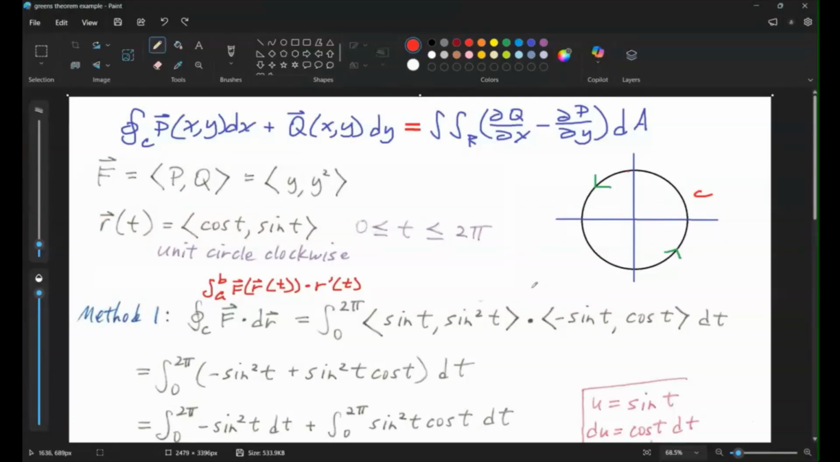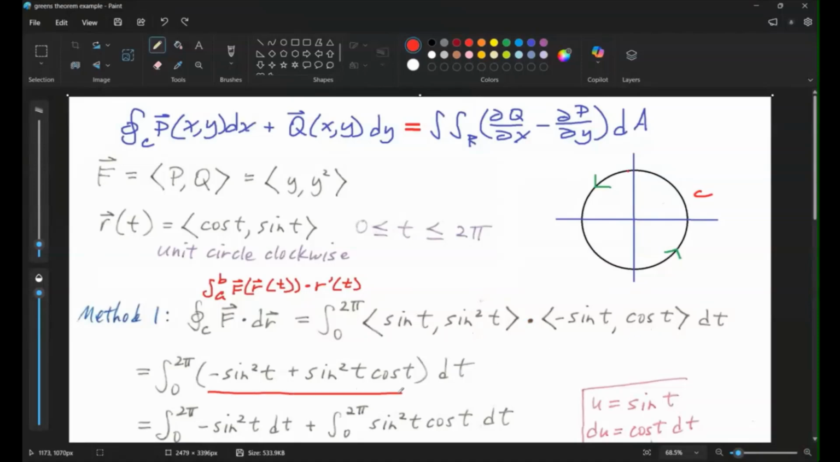If you're not familiar with line integrals over a vector field, I have in the description my derivation of that formula, so you might want to watch that first if you feel the need to. So what we would do is once we input r into F, we get this. Notice it's just the y's. So this becomes sine and then sine squared. And this is our r prime of t. So we just take the derivatives of those, and that's what these are. And now we have our two vectors that we're ready to dot.